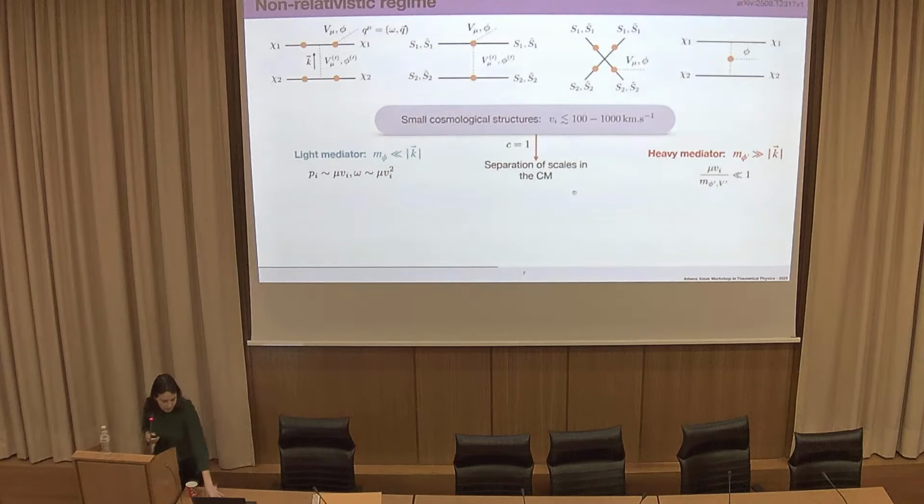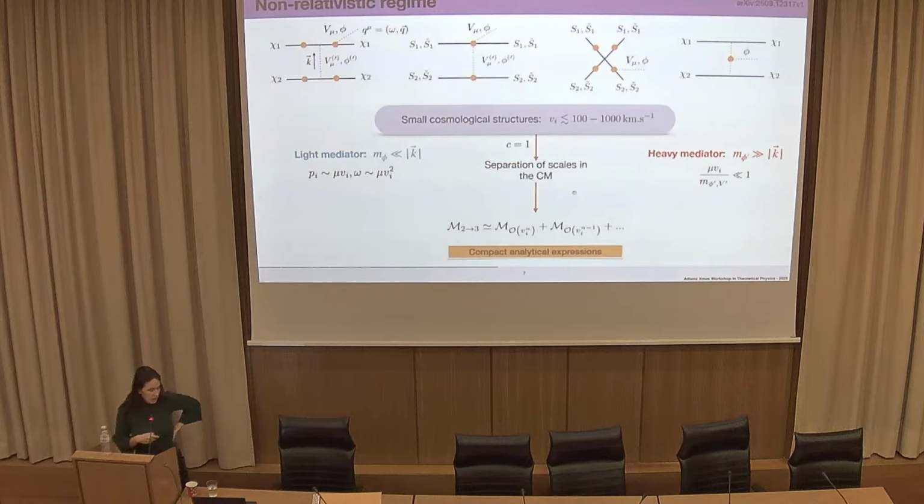And this is actually nice because, applying the separation of scale, we can evaluate our really lengthy emission amplitude by expanding it with respect to the initial velocity of the dark matter candidates that collide. And we obtain some compact analytical expressions that are easier to read. Also, each contribution of these different channels to the emission amplitude is going to be sorted by its dependence on the velocity.